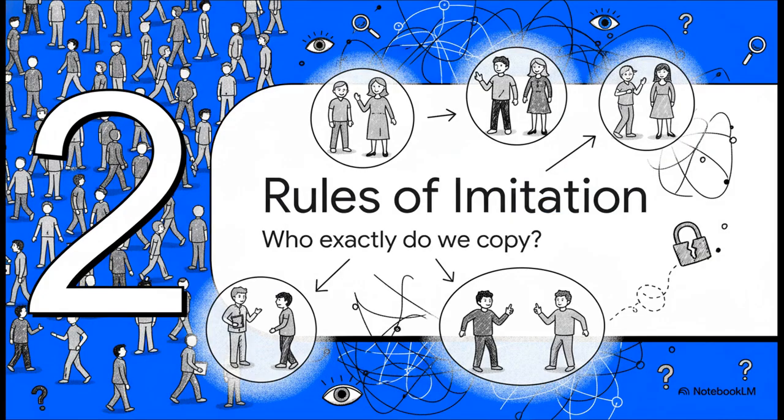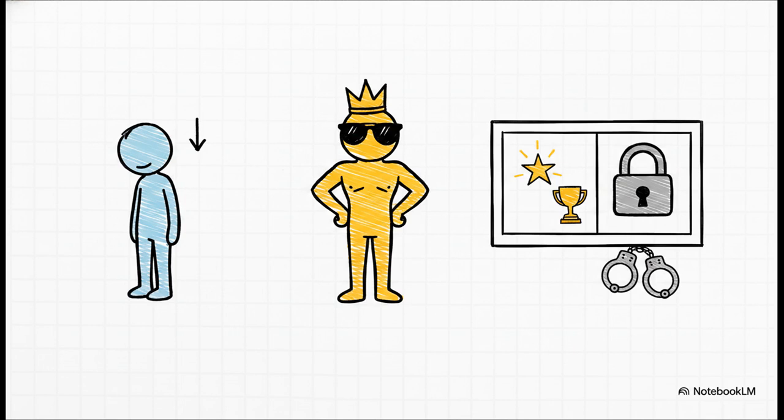Moving right along to part 2, rules of imitation. Because who exactly do we copy? Think about it. We see hundreds of people every single day, right? But we definitely don't copy all of them. To figure out who makes the cut, we look at Pennington's research from 1986. Pennington laid out 3 specific variables that make us way more likely to imitate someone.